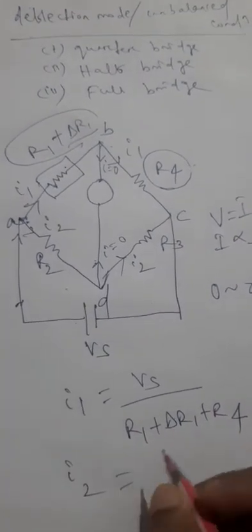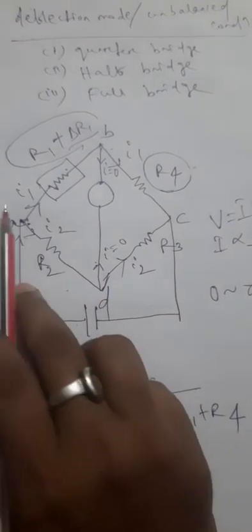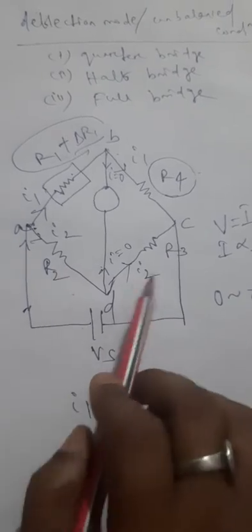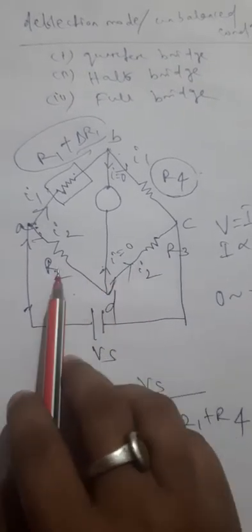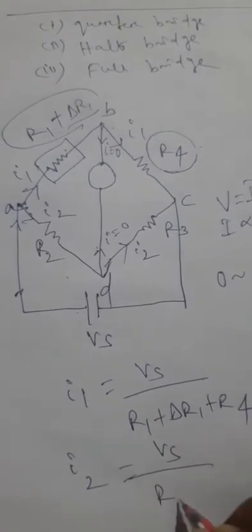Similarly, what is I2? I2 is V supply divided by the net resistance. I2 is flowing through AD and DC, that is through R2 and R3, which are in series, so the net resistance is R2 plus R3. So I2 is V supply divided by R2 plus R3.